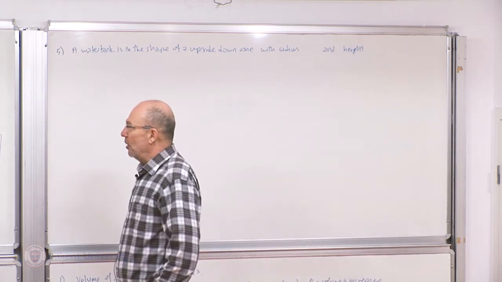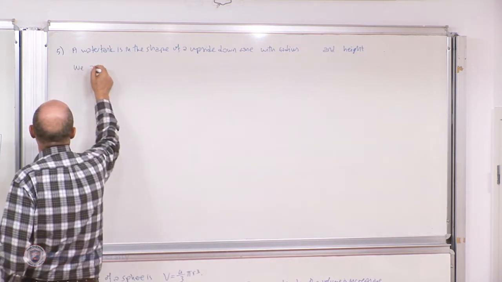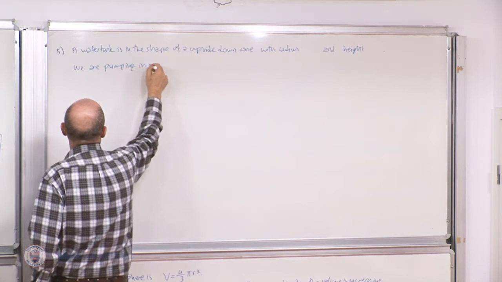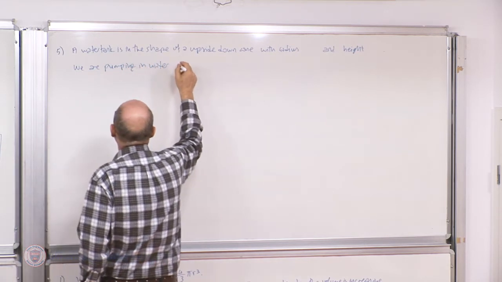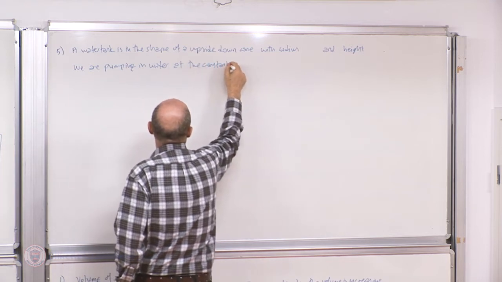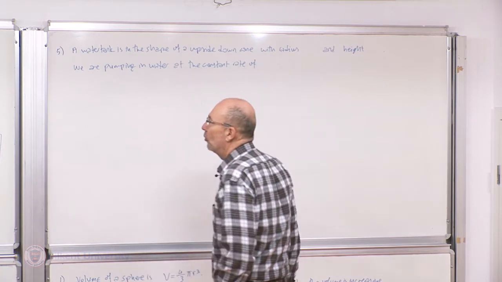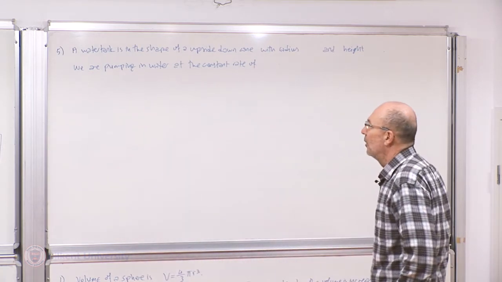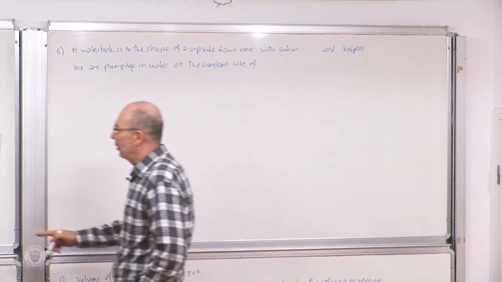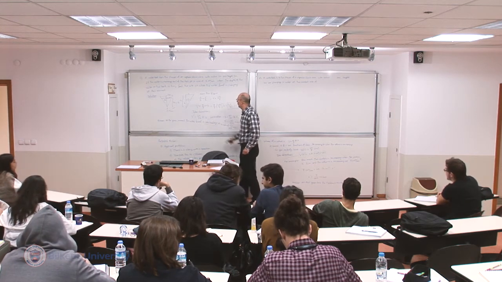So the water is running out. Okay, so suppose we are pumping in water. We are pumping in water at the constant rate of something. Again, you'll give me some numbers. So you see that we are in the same situation. Okay, we have V prime.